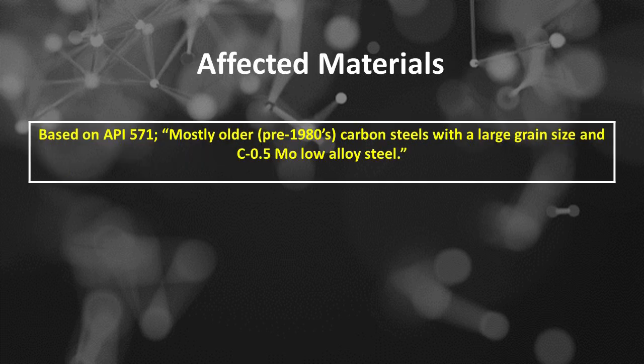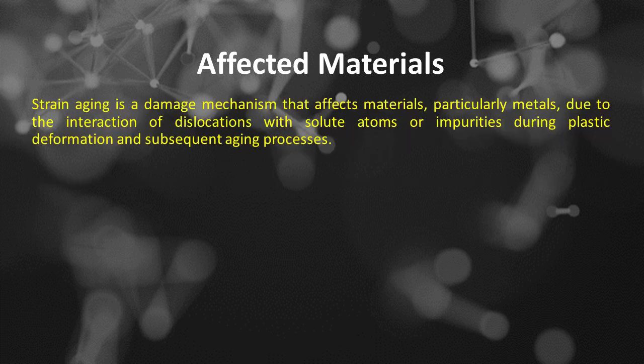Affected materials of strain aging damage mechanisms based on API 571. Mostly older or pre-1980s carbon steels with a large grain size and C-0.5Mo low alloy steel. Strain aging is a damage mechanism that affects materials, particularly metals, due to the interaction of dislocations with solute atoms or impurities during plastic deformation and subsequent aging processes.